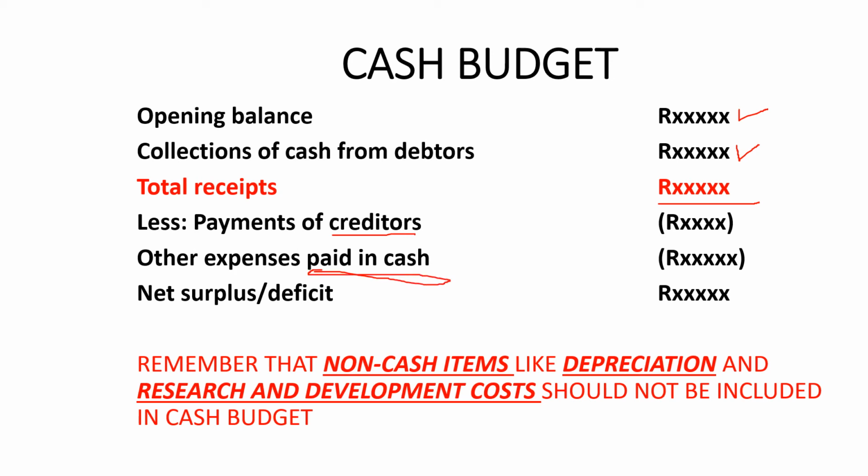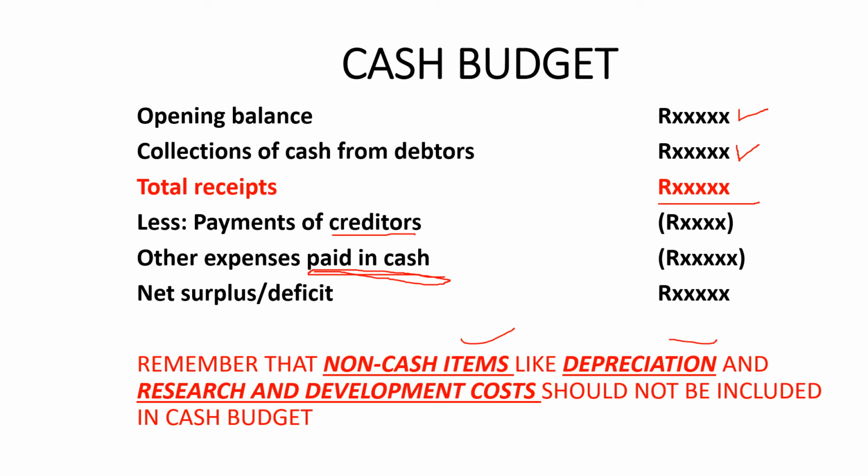Any payment which is not in cash is not part of our cash budget. Any receipt that is not in the form of cash is not part of our cash budget. So in a cash budget, you only have your payments and receipts in cash. Remember that non-cash items like depreciation and research and development costs should not be included in your cash budget.